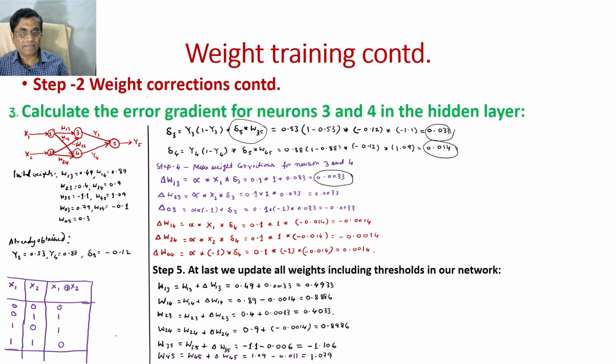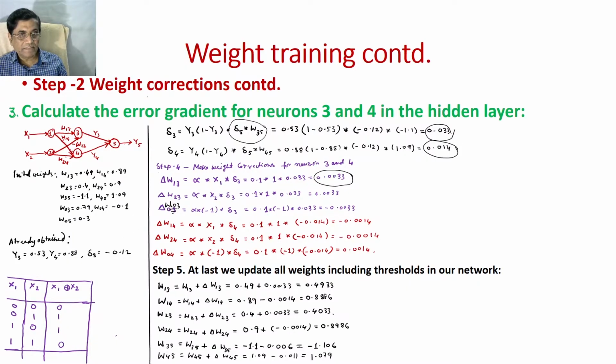So you need to calculate delta 3 and delta 4, the error gradient of this neuron and the error gradient of this neuron. Once you have them, use those error gradients to calculate how much compensation has to be done for W13 and W23, and how much compensation has to be done for W14 and W24. And in turn, this will be W03. Okay, sorry for the mistake.